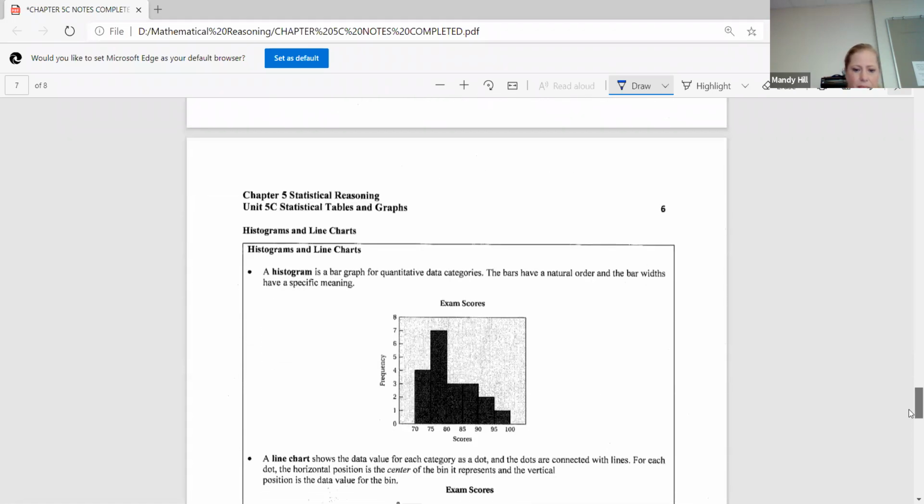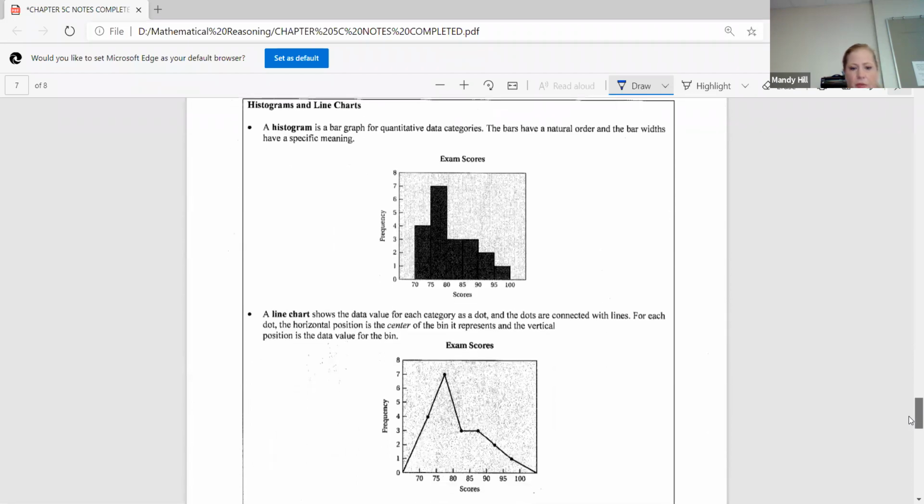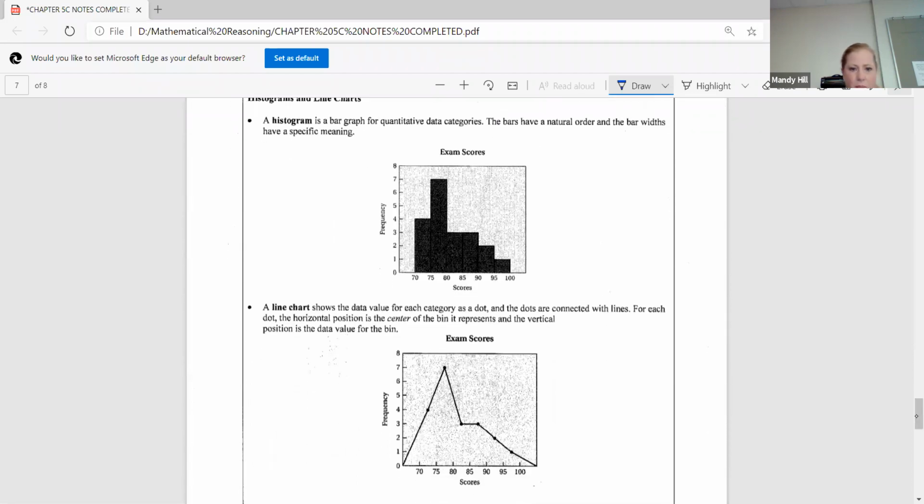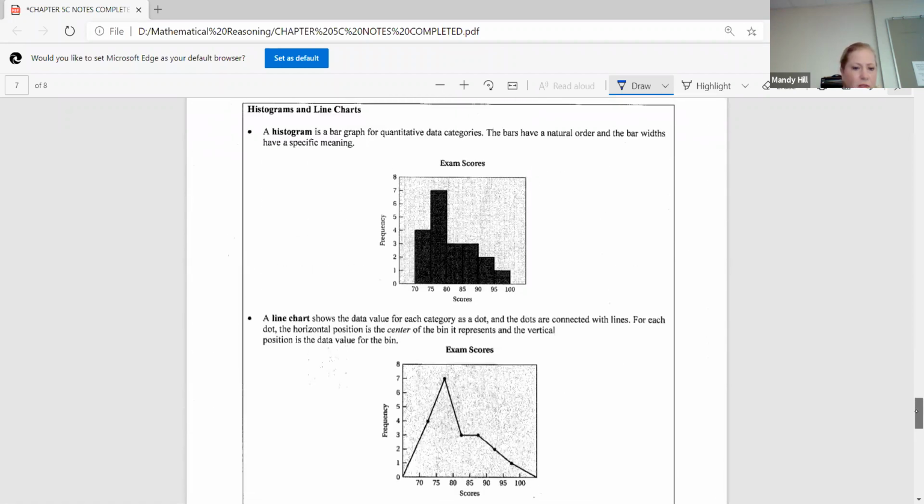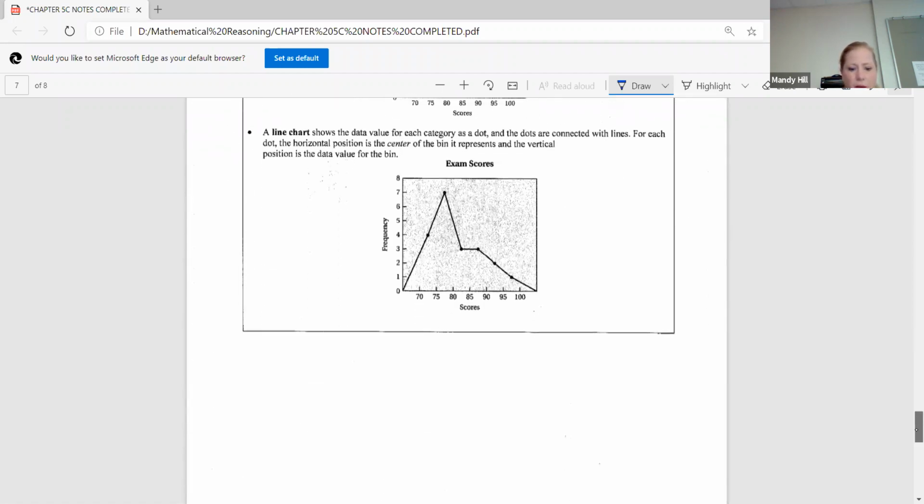But here's 2 more examples. One's a histogram and one is a line graph. I think that paper probably should have come first, but it just gives you an example of how you would draw it.